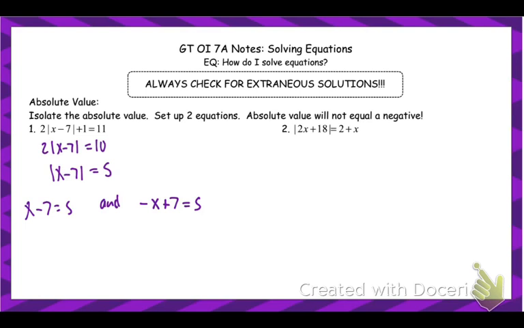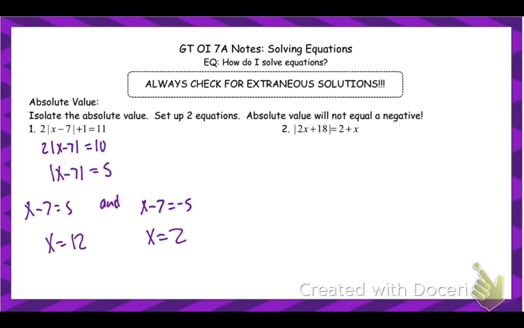Either of those are going to work. They're still going to get me to the same place. It's just a matter of which one you're more comfortable with. I'm going to do x minus 7 equals -5 just because that's just more of my habit. Then go ahead and solve both of these for x. And you get 2 possible answers.